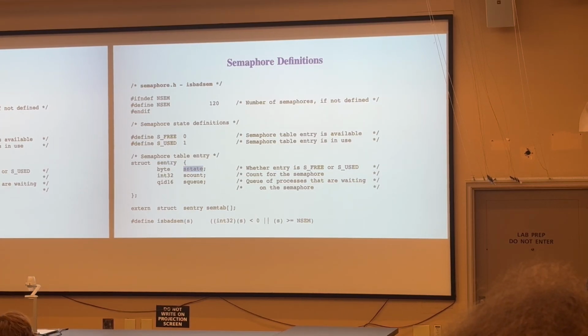It has a state, whether it's free or used. That's much simpler than process state. This just marks whether a semaphore is free or used. Okay, and the integer scount. This is the initialization value that you assign to each semaphore. And this Q, right? This is the Q of the processes that are waiting on the semaphore. All right, so this is the one entry.